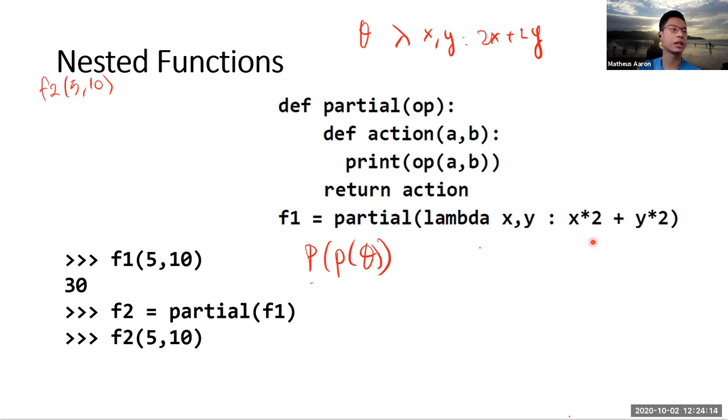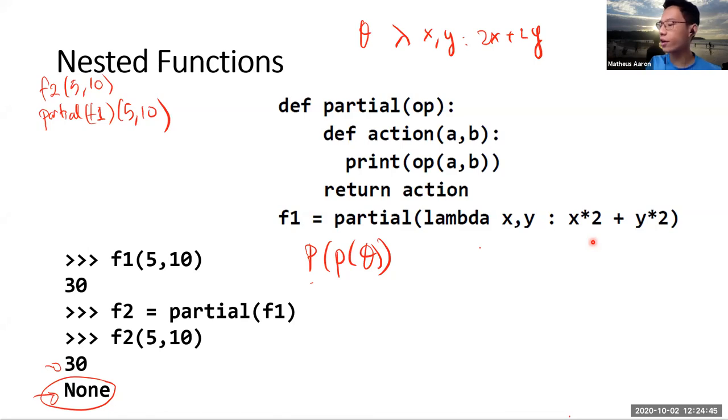For those of you who answered 30 and None, that's actually the answer for this question: 30, None. Now I'll try to explain how we get the None and why it is 30 first before None. Bear with me. So F2 5, 10, right? F2 is partial F1, 5, 10. If we remember, partial F1 will give us action. But this is no ordinary action, where this partial will actually store the OP as F1.